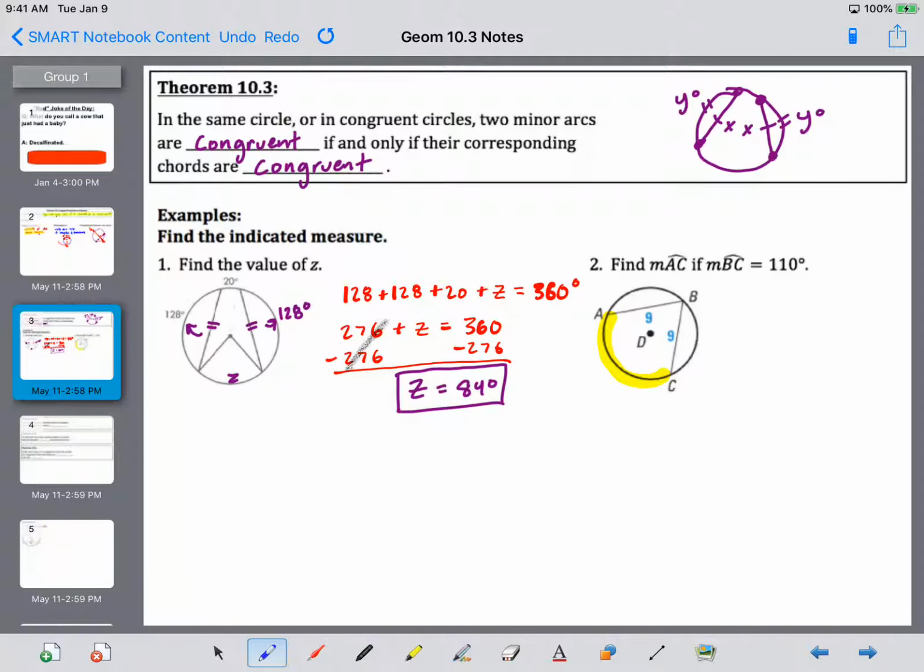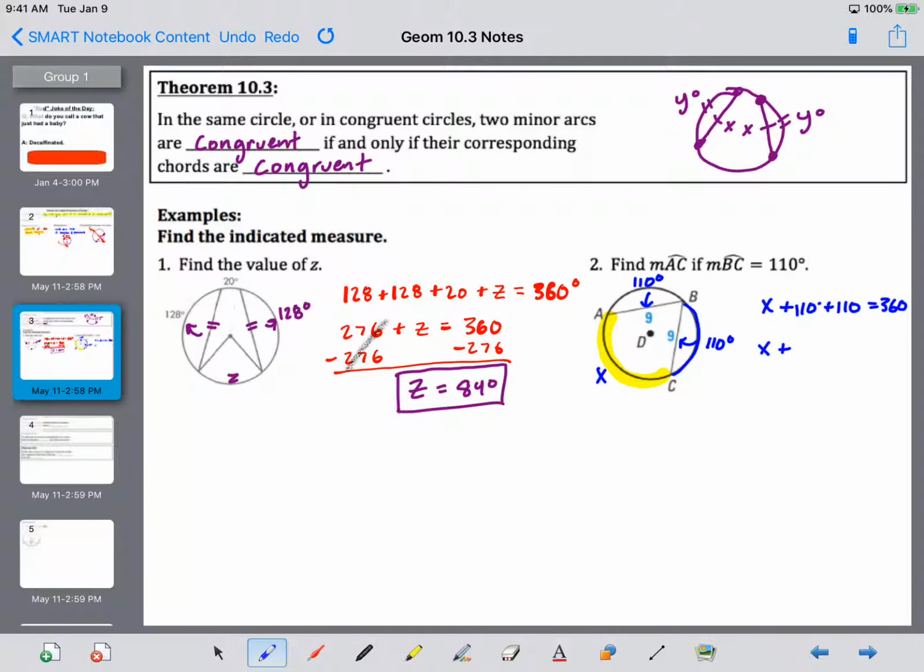And if we know the arc BC is 110, so they're telling us that from B to C is 110 degrees. But then notice that that's across from this 9. Well, here we also have a chord with a length of 9. So this arc here must also be 110 degrees. So let's call arc AC X, and we know that X plus these other two arcs of 110 and 110 have to equal 360 degrees.